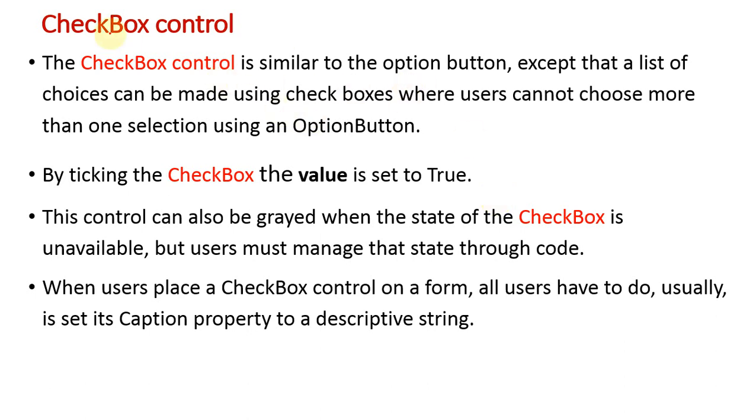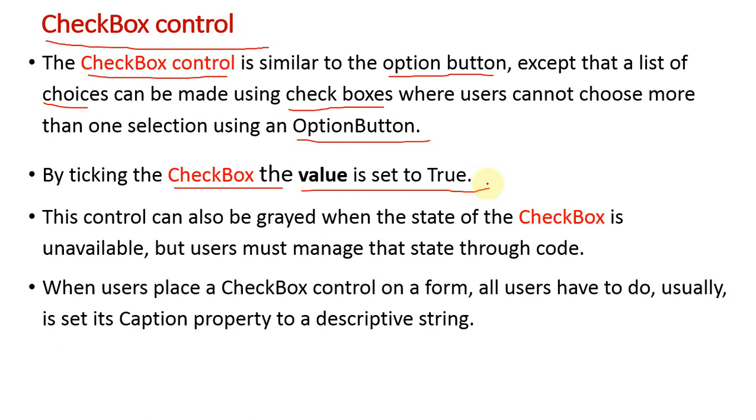Okay, so here we are doing the checkbox control. The checkbox control is similar to the option button, except that the list of choices can be made using checkboxes, where users cannot choose more than one selection using the option button. Using the option button only one option can be chosen, but using the checkbox, the user has many options. Next, by ticking or clicking the checkbox, the value is set to true. Once again you click, the value becomes false.